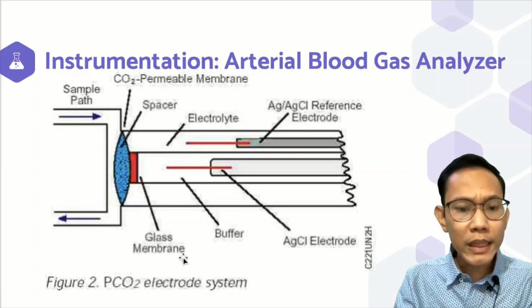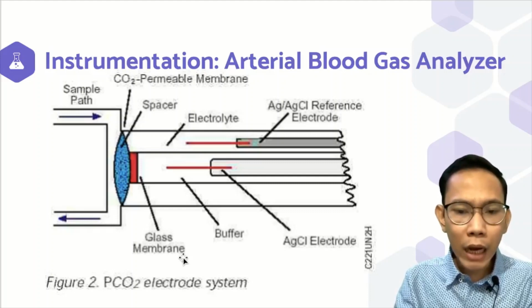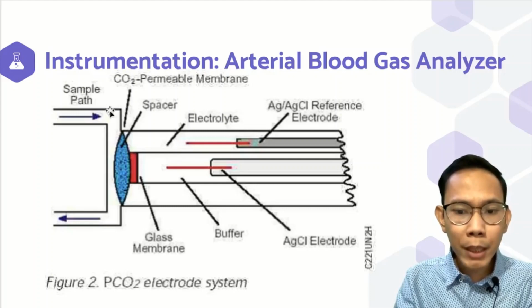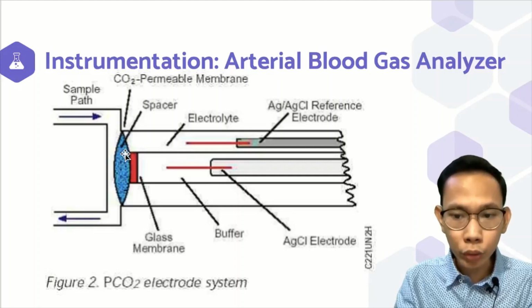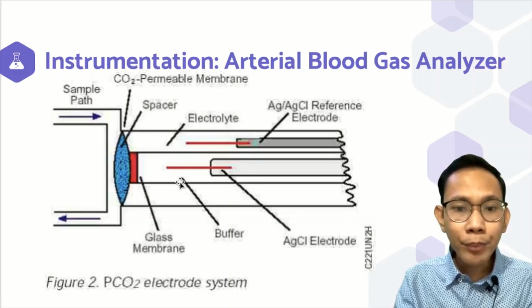Your PCO2 is determined with a modified pH electrode called your Severinghaus electrode. And then, an outer semi-permeable membrane, ito yung outer semi-permeable membrane that allows your carbon dioxide to diffuse into your layer of electrolyte. So dito siya magdi-diffuse again sa ating layer ng electrolyte. And then, a bicarbonate buffer covers the glass of your pH electrode.